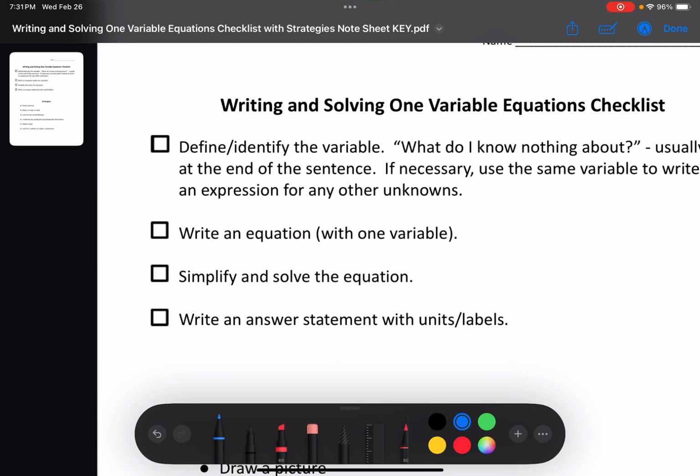Today I'm going to show you how to write and solve a one variable equation to help you solve a word problem. Using the checklist, we're going to identify the four major components that you must have when you're asked to write and solve an equation in order to find some sort of thing in the word problem.